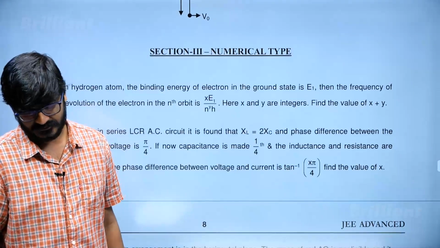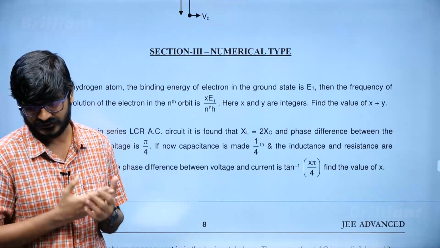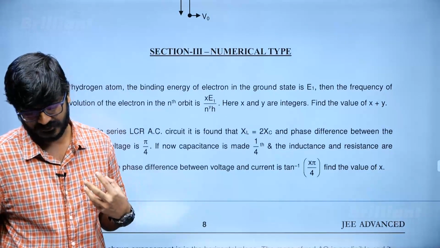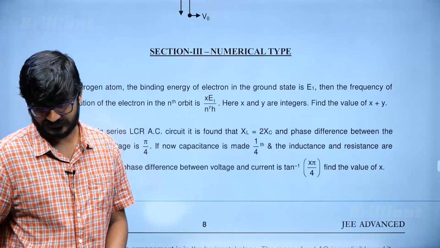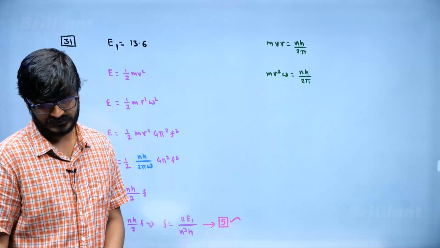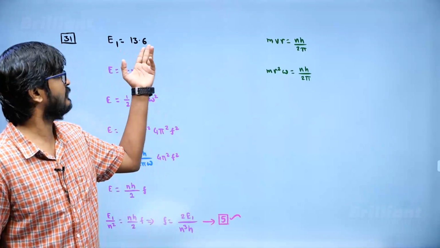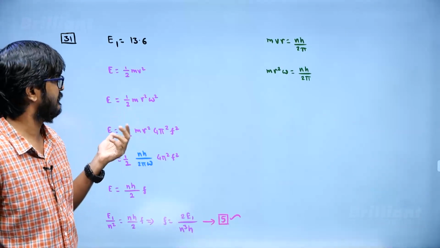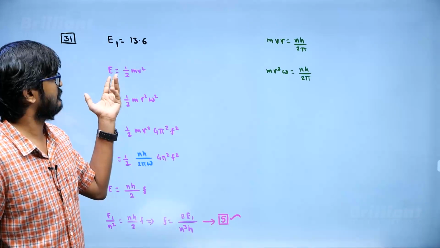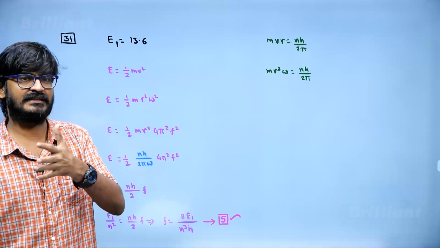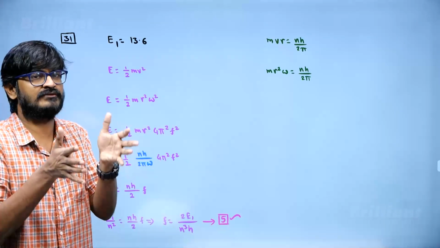Next question: in a hydrogen atom, the binding energy of the electron in the ground state is E1, and the frequency of revolution of the electron in the nth orbit is something. So x and y are integers, find the value of x plus y. So that's like this, right? E1 is 13.6 given, so in any orbit it will be 13.6 by n square, right? Yes, binding energy is nothing but the modulus of the total energy, right?